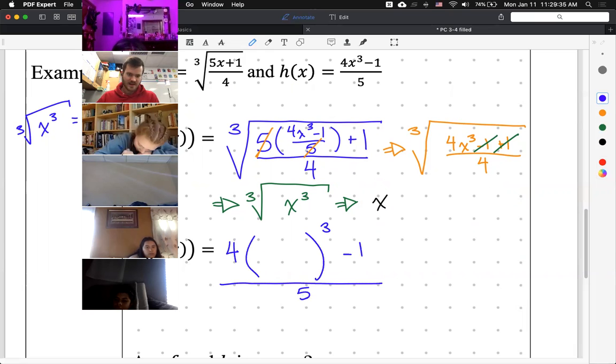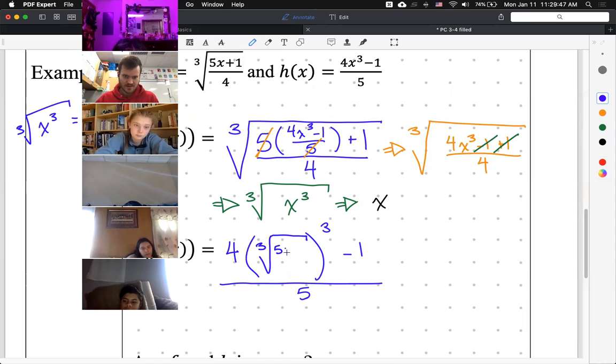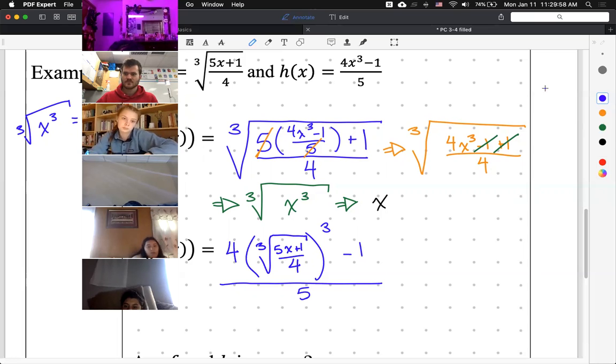And inside of this x, f is on the inside, so I'm going to rewrite this cube root function. This goes right here. So cube root of this fraction, 5x plus 1 over 4. So I'll pause and make sure everyone has this written down.